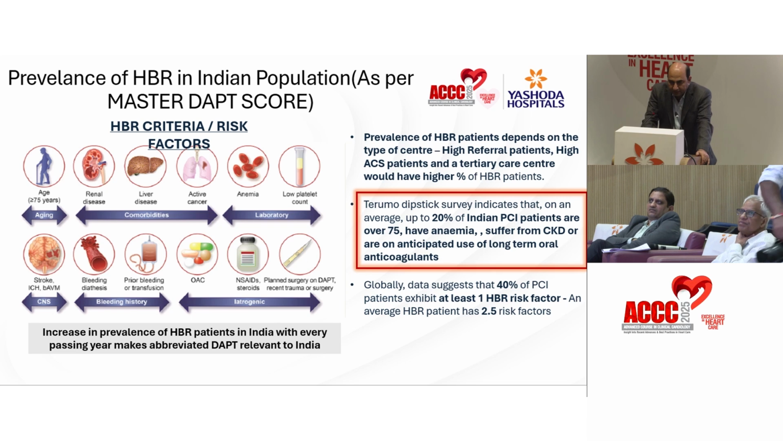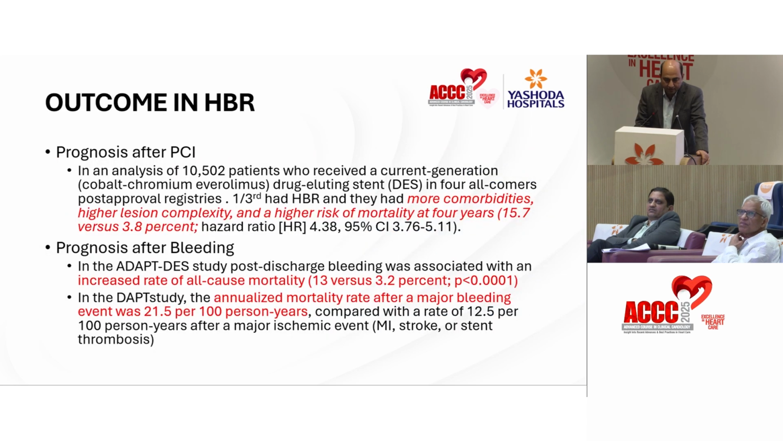In India, we don't have much data. There was a master DAPT score. Based on that, the Thermo company came up and they said that 20% of Indian PCI are also high bleeding risk. So what happens if we do PCI in a high bleeding risk? There are two things. When you do a PCI, what is the problem? And if the patient after PCI develops a bleeding, then what happens?